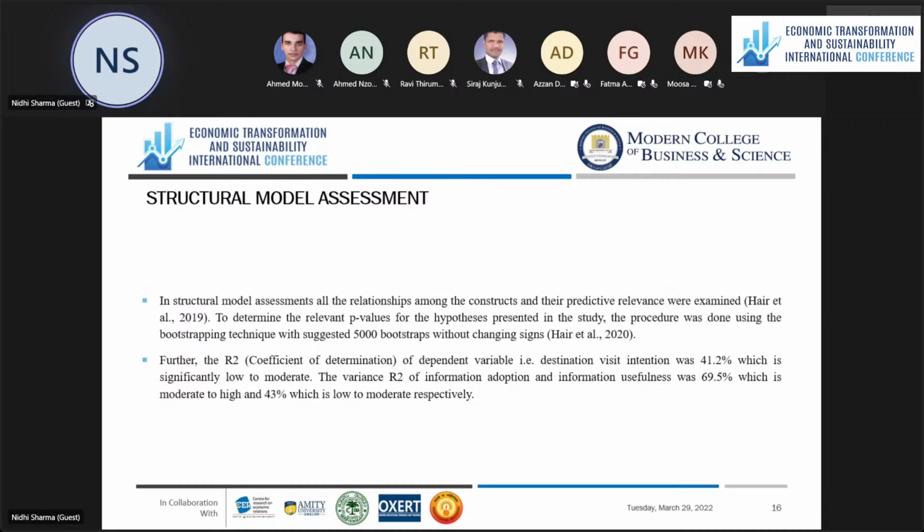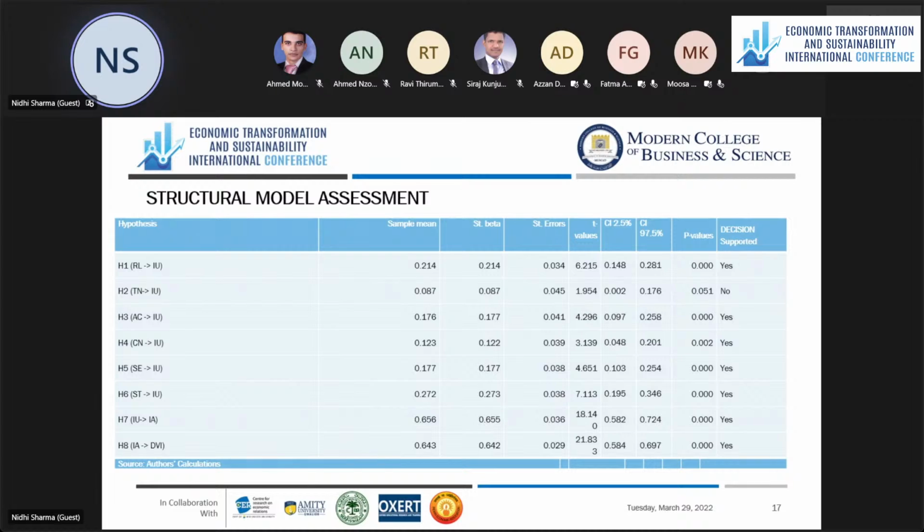Then comes the structural model assessment. In the structural model assessment, all the relationships among the constructs and their predictive relevance were examined to determine the relevant p-values for the hypotheses presented in the study. The procedure was done using the bootstrapping technique, which suggested 5,000 bootstraps without sign changes. This is the overview of the structural model assessment.